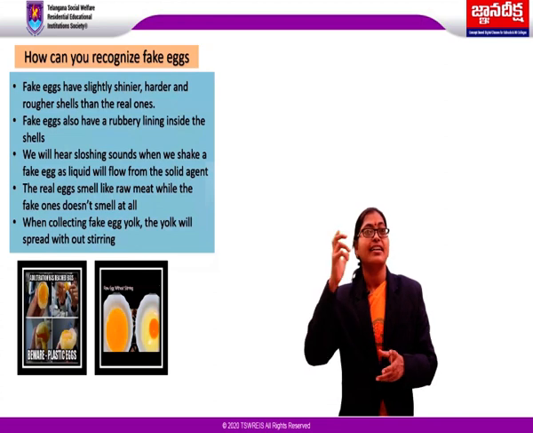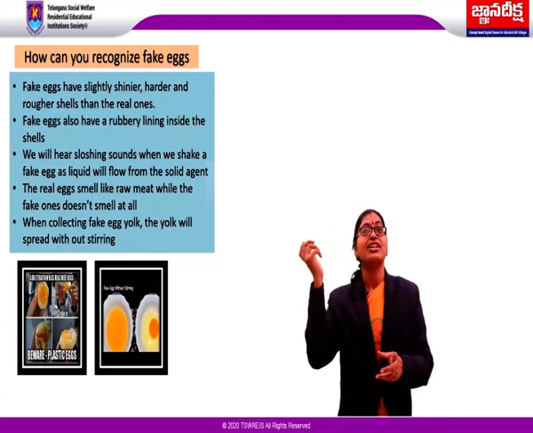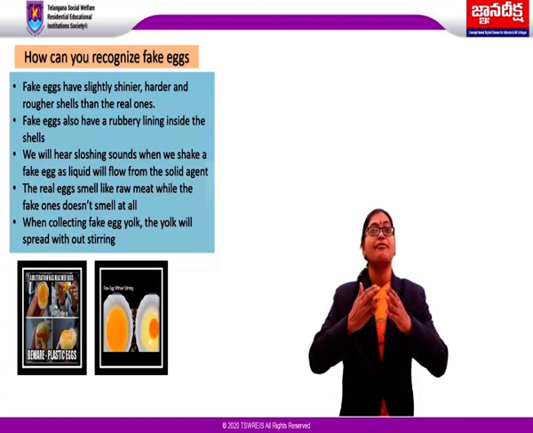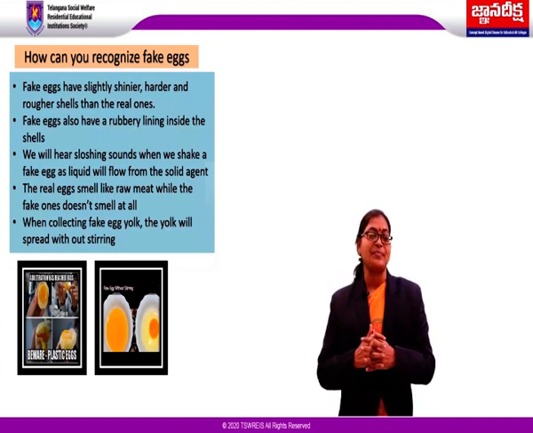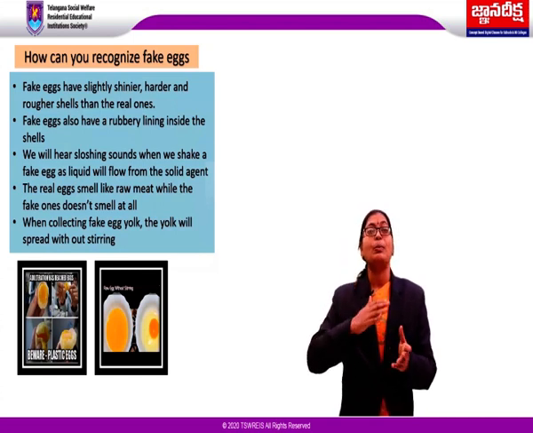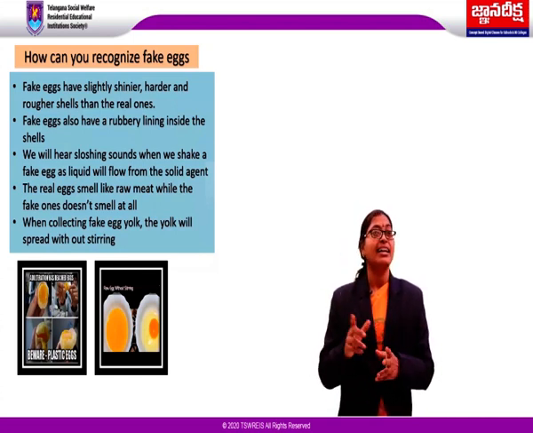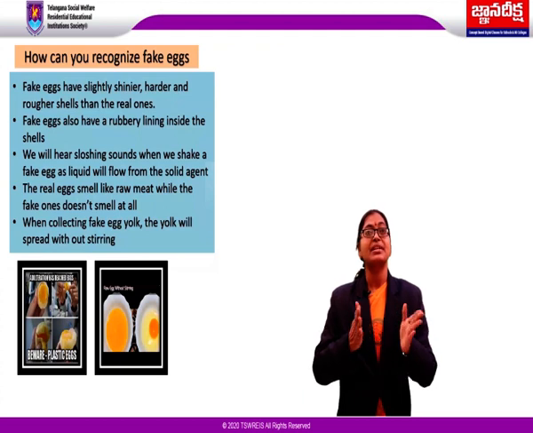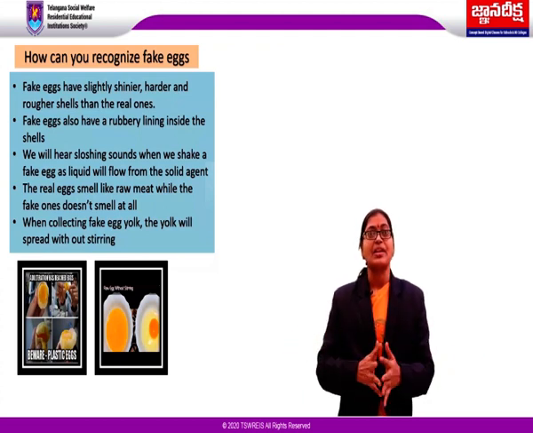We will hear a sloshing sound when we shake a fake egg, as a liquid flows from the solid agent. The real egg smells like raw meat, while the fake one doesn't smell at all. When collecting the fake egg yolk, the yolk will spread without stirring.